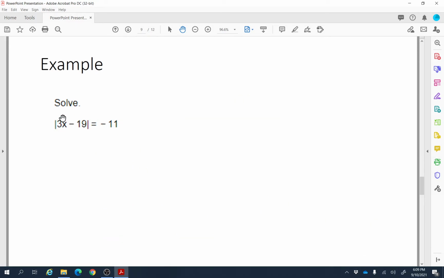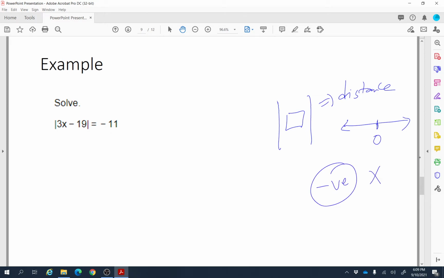We are looking for a value of x such that the absolute value of this expression is negative 11. Remember, this is a little tricky question. Absolute value of anything means distance of that thing. This anything means we are talking about a real number. Distance of that expression, distance of that real number from 0. Absolute value means distance. Distance cannot be negative. No, that's not possible. Distance should always be positive. But this equation says the absolute value of something is negative 11. So that means that's not possible. That means there is no solution.